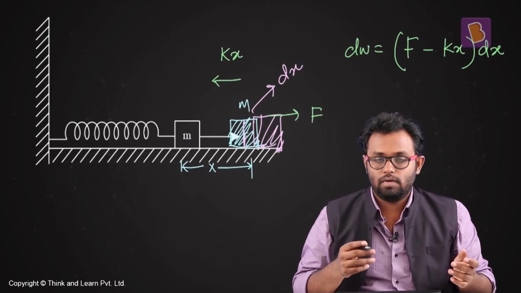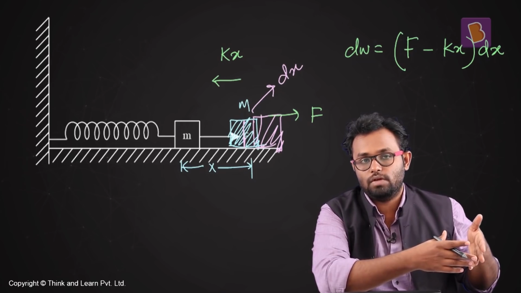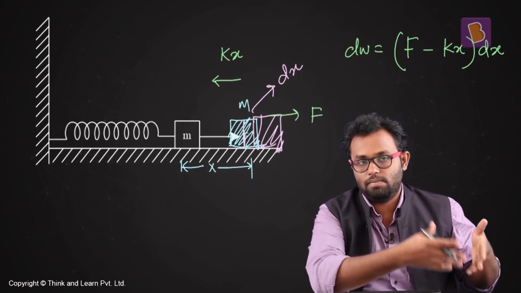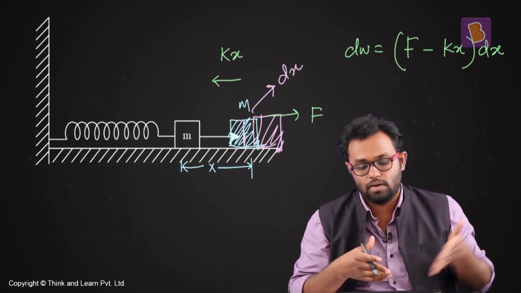I want the total work done in moving that block from, let's say, its initial position 0, origin, wherever we want to choose it, wherever it was there from the beginning, to some x where I have brought it, the whole work done, the total work done.